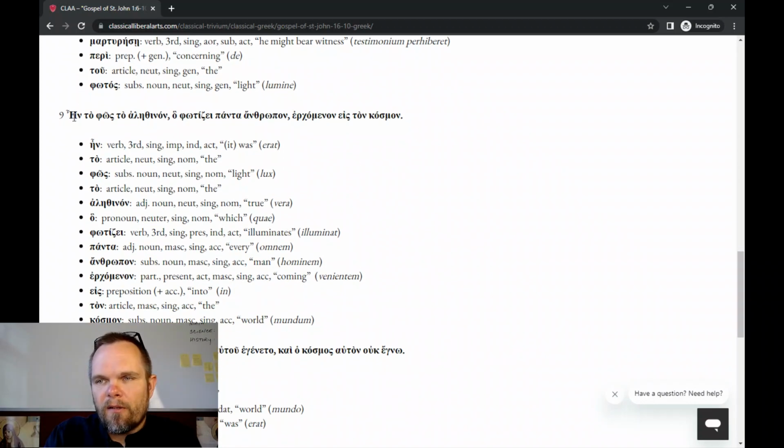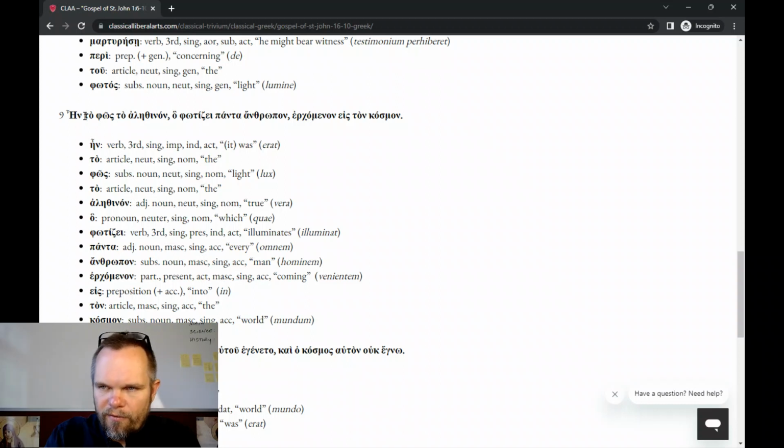Remember, this looks like an uppercase H, but it's actually an uppercase eta in Greek. And you'll notice that the breathing mark and the accent are set before that initial vowel. So just keep all that together as you read this. It's not aspirated, and it's got a circumflex accent. So ên. Ên is the verb that means it was. Ên to phôs, it was the light. Ên to phôs to alêthinon. To alêthinon.